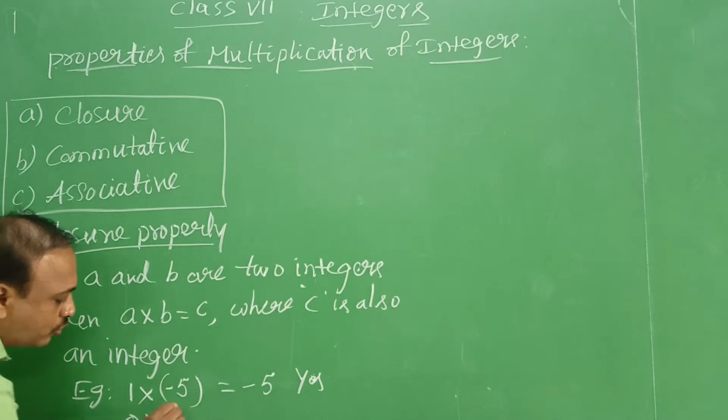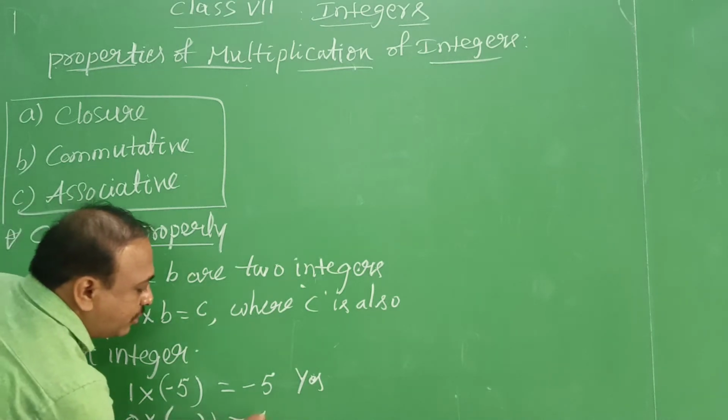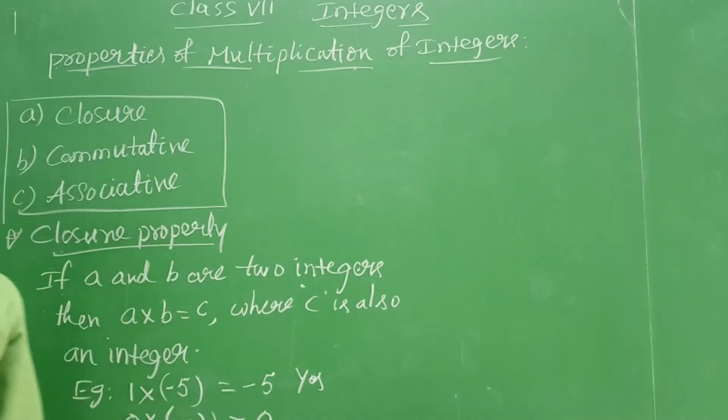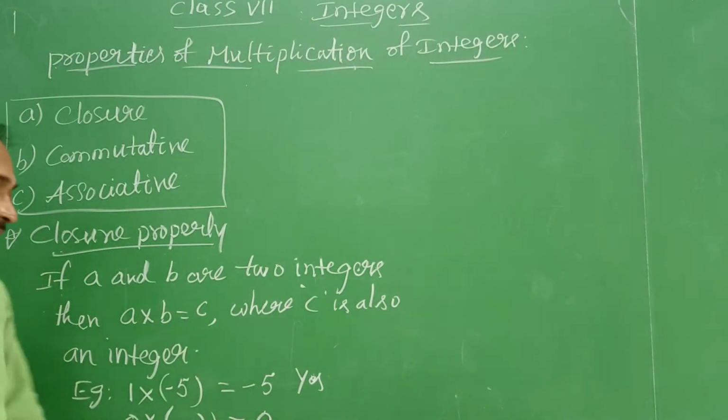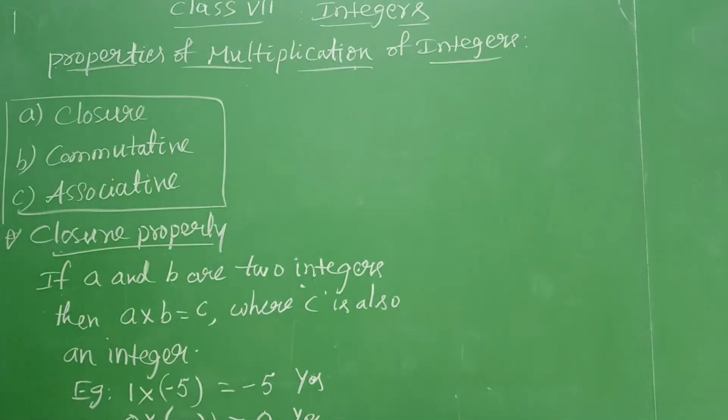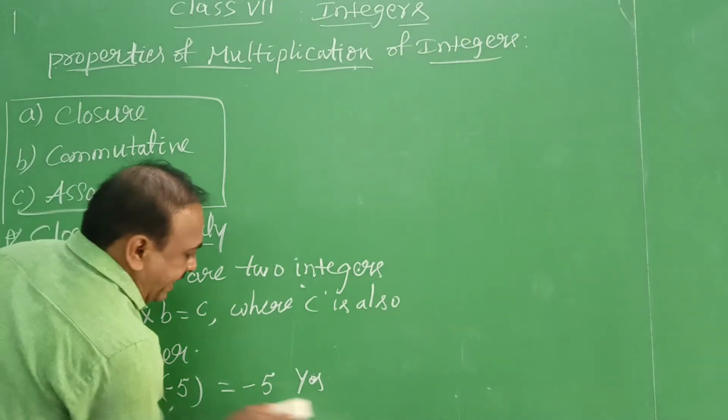Next, 0 into minus 2. Check it. 0 into minus 2 is 0. Any number, if you multiply with 0, the result is 0. Yes, these are integers. That means what can you say? Yes, the closure property under multiplication of integers is satisfied.